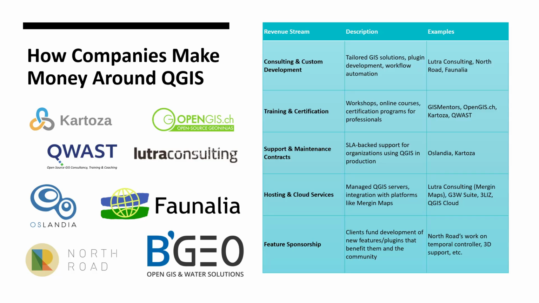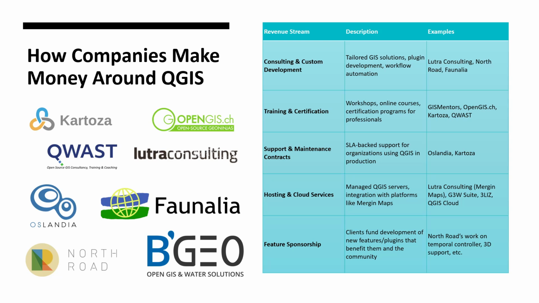Through training and certification, helping professionals build skills and confidence, run workshops, online courses and certification programs. Through support and maintenance contracts, provide service level agreements and support for institutions using QGIS in production, ensuring reliability and peace of mind. Hosting and cloud services, bringing open source to the cloud-native world. Feature sponsorships. Clients fund the development of new features that benefit both their organization and the wider community, and companies are hired to implement that.